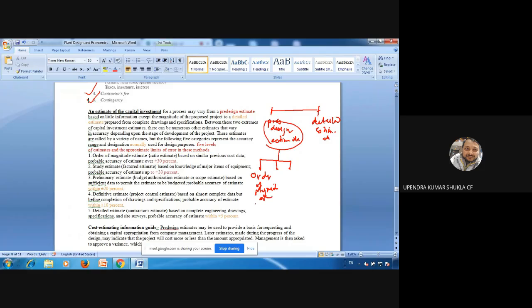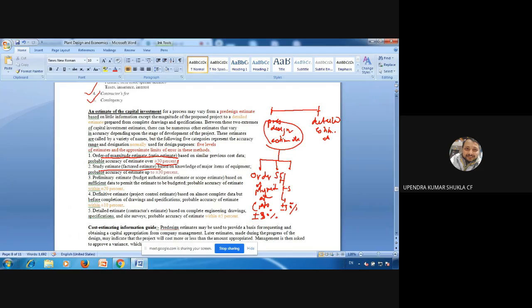Order of magnitude estimate, we also call it ratio estimate. That is written over here, just you look into it. Order of magnitude estimate, ratio estimate, the error in this is plus minus 30%. So I will write here in short and you will look in this. Then study estimate or factored estimate. In this, you will find the error of almost equal, plus minus 30%.